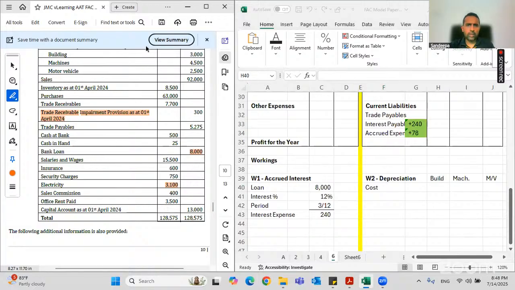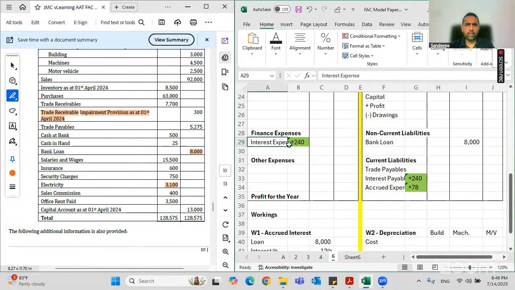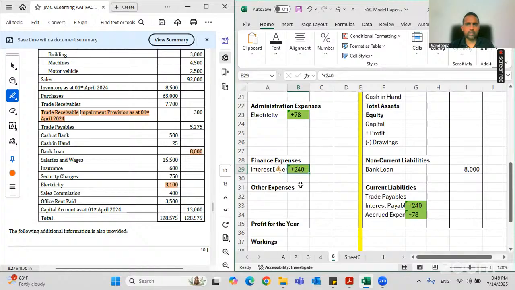Okay, sir, but where is interest expense here? Interest expense is under finance expenses. Someone is asking where is interest expense here? That is under finance expenses. Okay, and credited because it has not been paid yet.